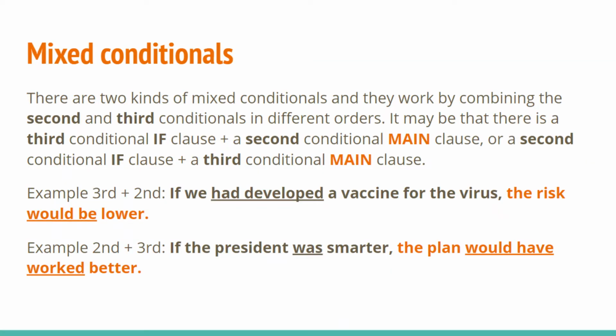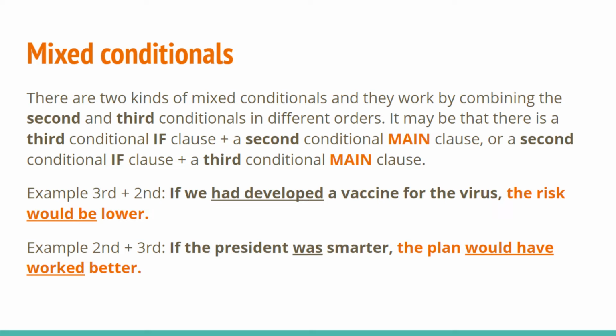Now, mixed conditionals are two kinds of conditionals mixed. The ones that we mix are the second and the third. And we can have a second if clause plus a third main clause, or we can have a third if clause plus a second conditional main clause. What does this mean? Well, there are two kinds of mixed conditionals, and they work by combining the second and third conditionals in different orders.